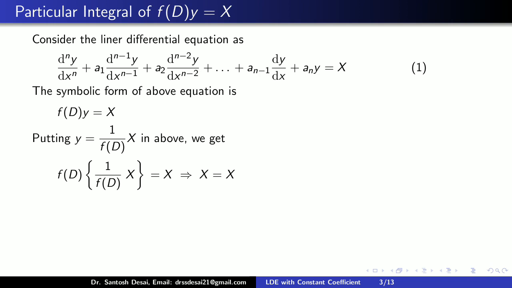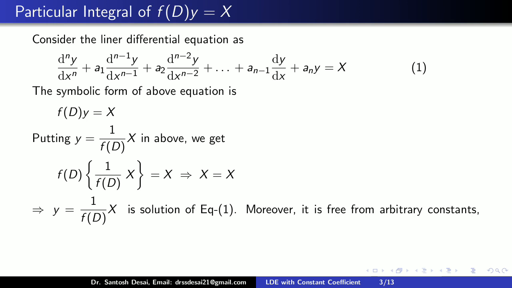So this shows that the relation y is equal to 1 upon f of D into X satisfies the differential equation, and we know that the relation which satisfies the given differential equation is called a solution. So y is equal to 1 upon f of D into X is a solution of equation 1. Also, the term 1 upon f of D into X is free from arbitrary constant. So we take it as the particular integral of f of D of y is equal to X.